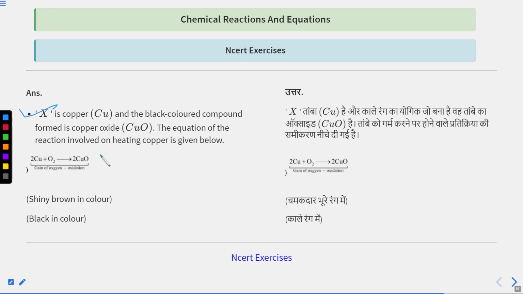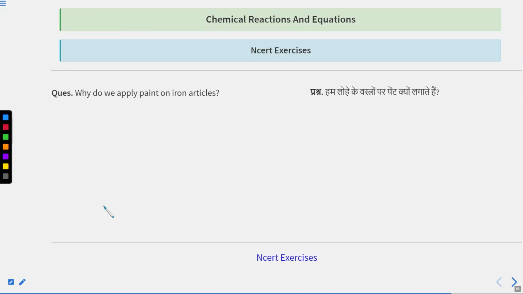Addition of oxygen is taking place here, so copper is undergoing oxidation. So this is an example of what? Oxidation reaction. Copper is shiny brown in color and copper oxide is black in color. This copper oxide, CuO, which is formed after the heating of copper in presence of oxygen, is black in color, right? So let's move to the next question.